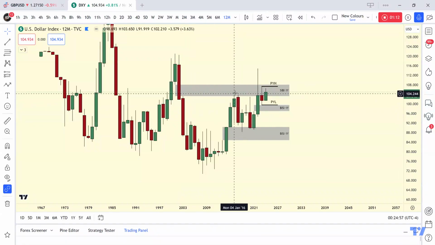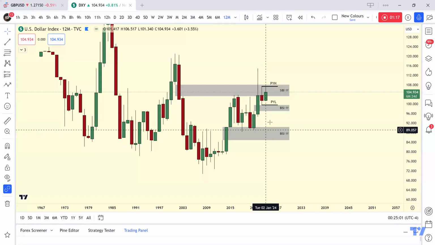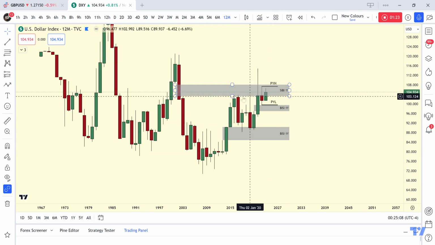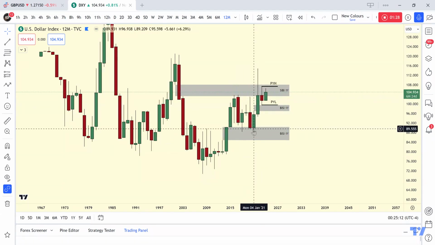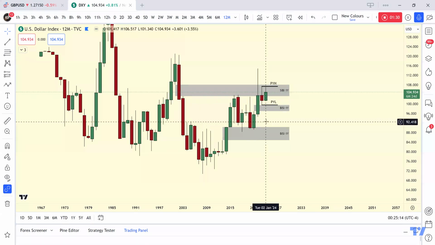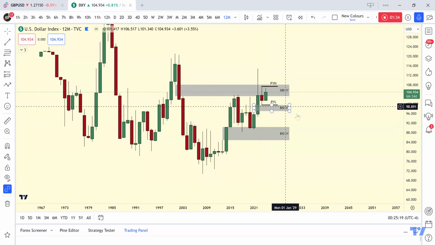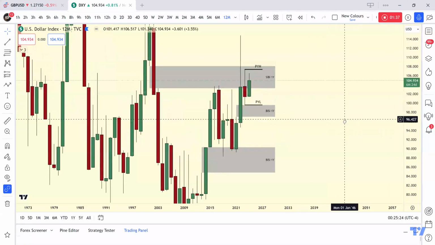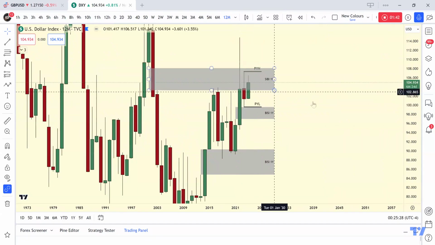Retrace from this premium PD array down to this discount PD array. We got a yearly BISI here. Price came down, came up again, created relative equal highs, came down again with bodies closing in there, 2020, 2021, and then we expand higher, creating more gaps. So we created a gap here, and now we seem to be expanding higher.